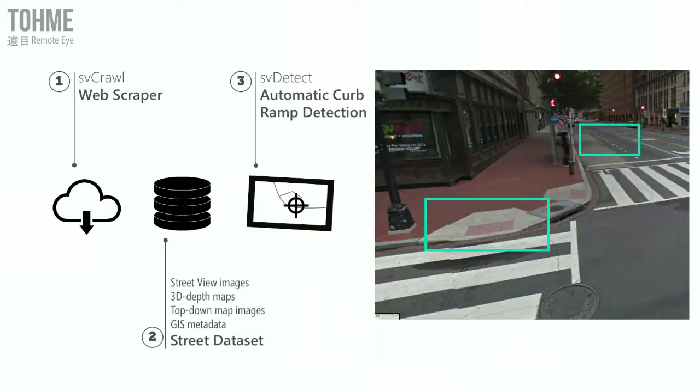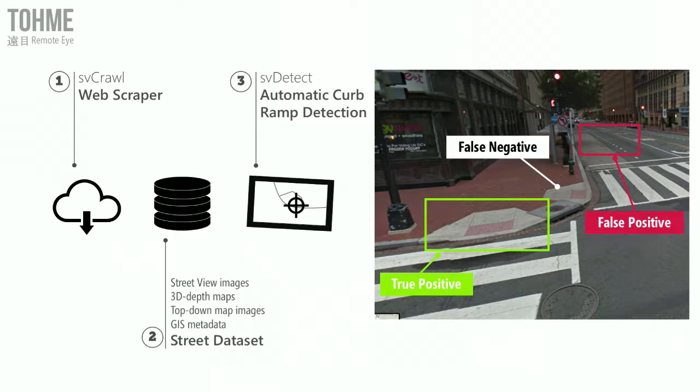So the third step is an automatic classifier for curb ramps. But as you might imagine, this is a difficult problem. While you're going to get some true positives, you're also going to get false positives. That is, the algorithm is going to mark an object as a curb ramp that's not a curb ramp. And most importantly for our work, we get false negatives. That is, the algorithm altogether misses marking a curb ramp.